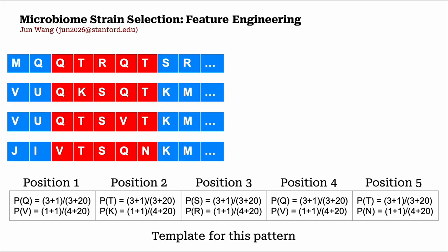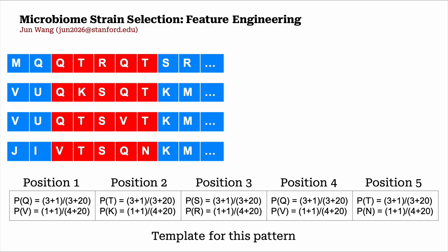So, for instance, let's consider these 5 positions. In the first position, there are lots of Q's and a V. In the second position, there are 3 T's and a K. In the third position, there are 3 S's and an R. In the fourth position, there are 3 Q's and a V. And in the fifth position, there are 3 T's and an N.